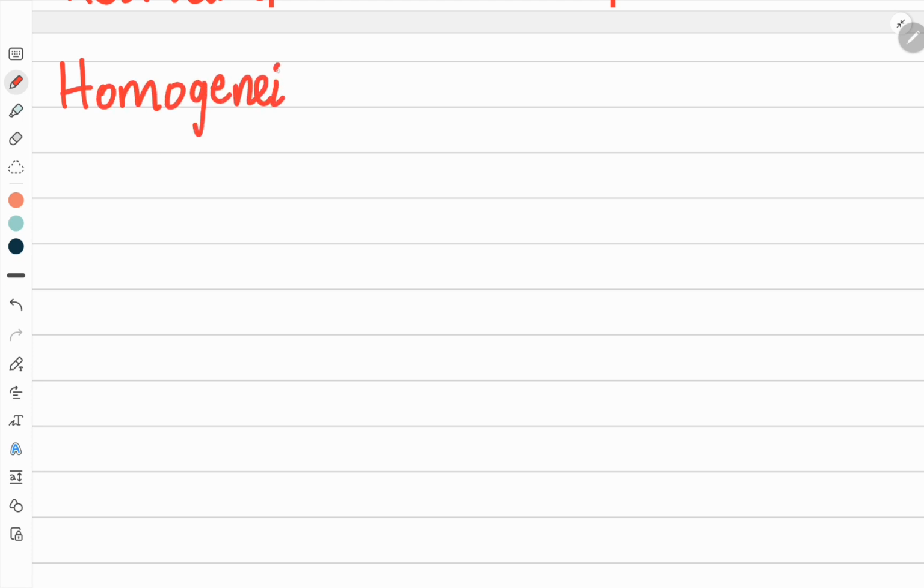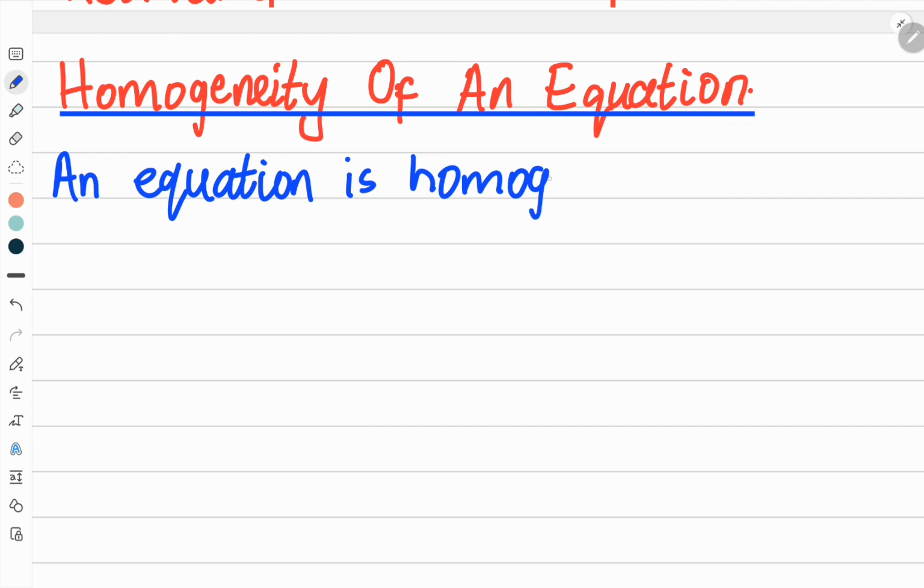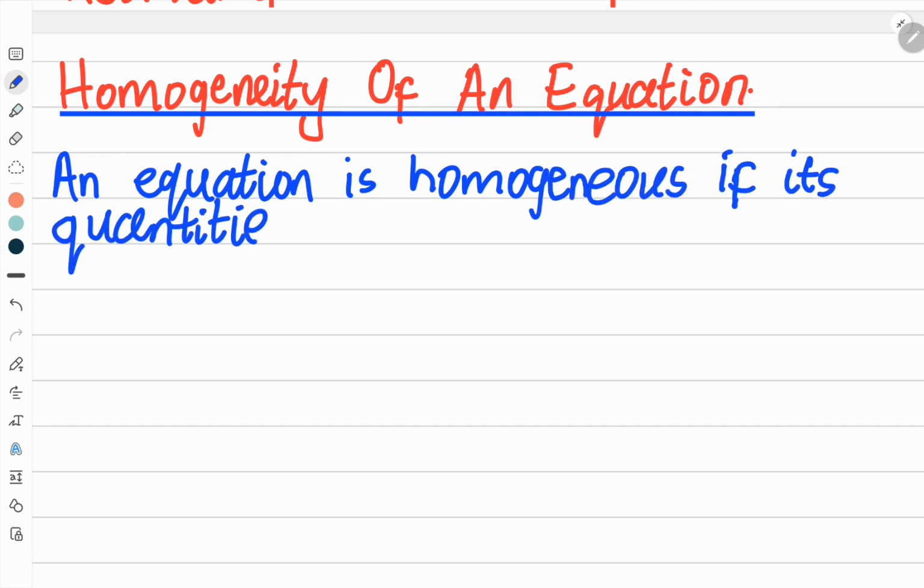Then we look at homogeneity of equations. What do we mean by the term homogeneity? An equation is homogeneous if the quantities on either side of the equation can all be expressed in terms of the same base units.